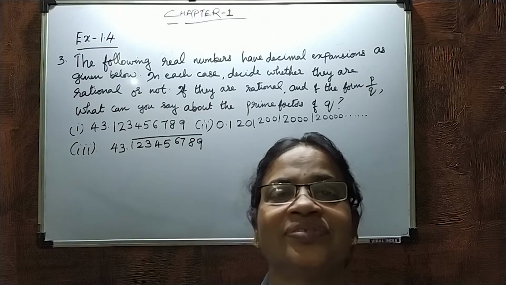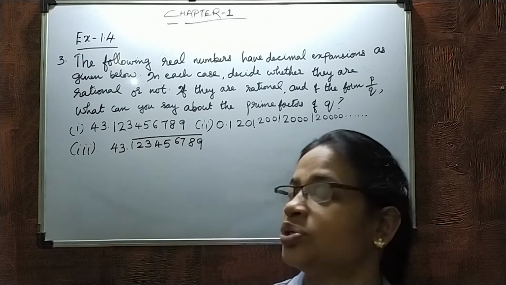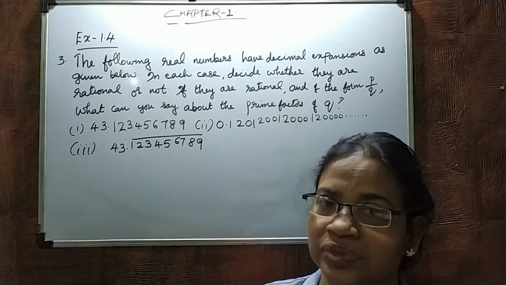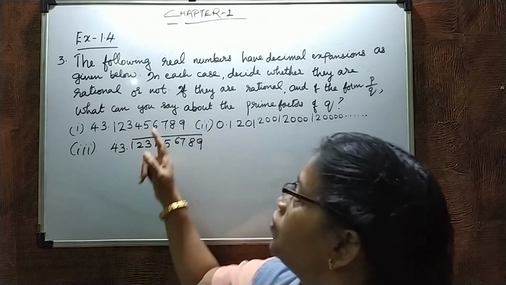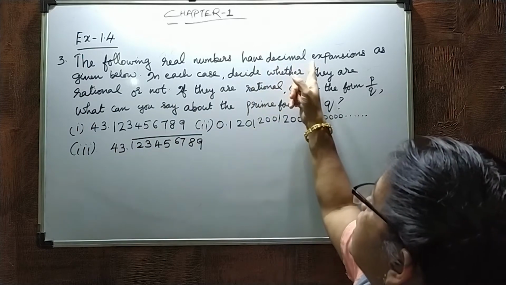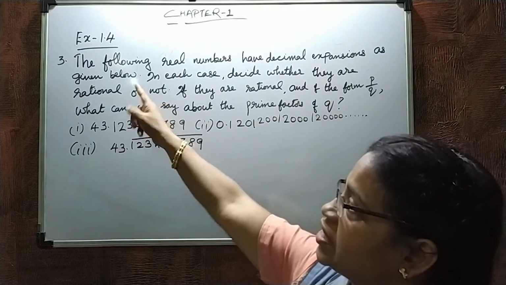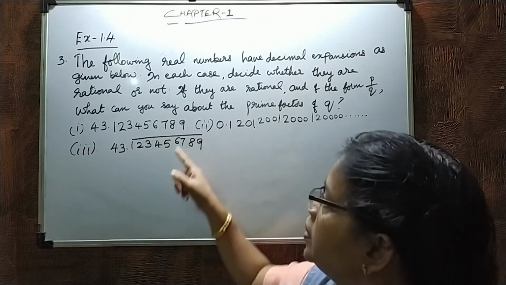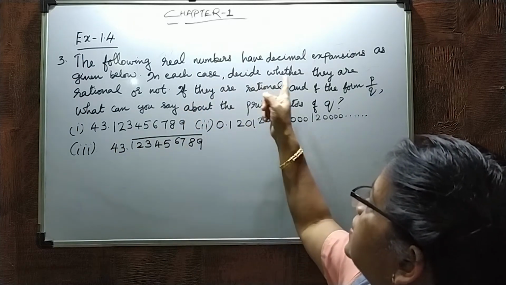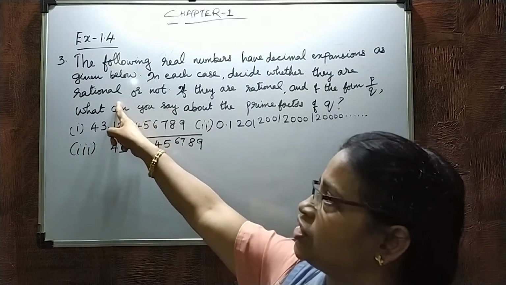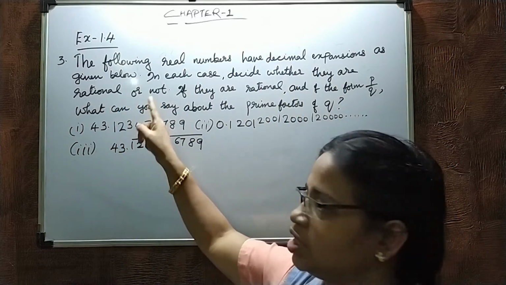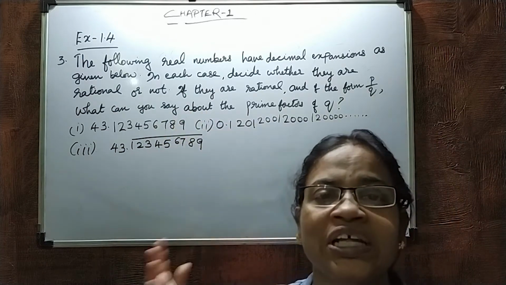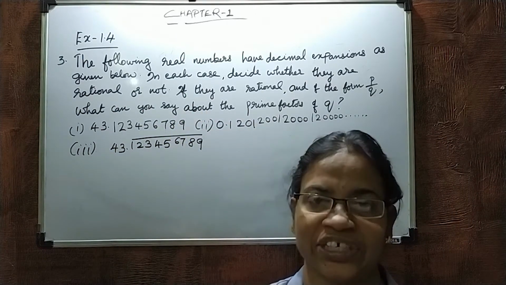Good morning. Today we are going to do exercise number 1.4, third problem. Just read the question. The following real numbers have decimal expansions as given below. So these are the decimal expansions given to you. Then in each case, decide whether they are rational or not. Just look at each case and find out whether they are rational or irrational.